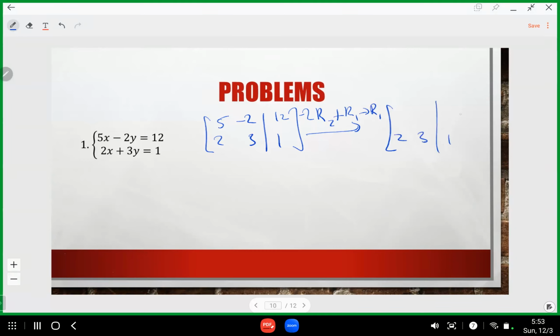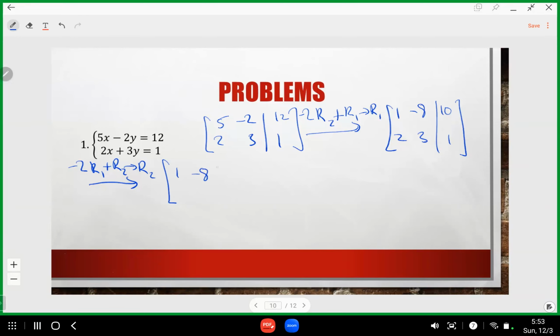Of course, row 2 is unchanged. We're going to have -2 times 2 plus 5 is just 1. So we created our own pivot, and then we have -8 here, 10. Next, we're going to have, say, -2 times R1 plus R2. So we're just going to use our pivot to get rid of some values here.